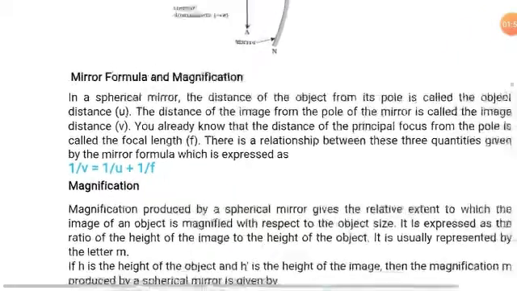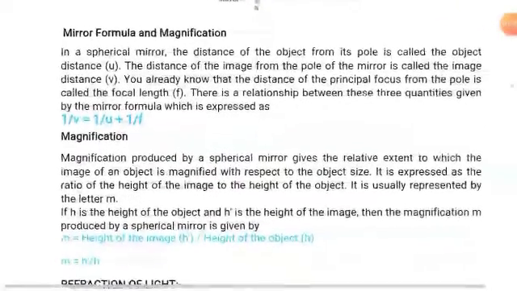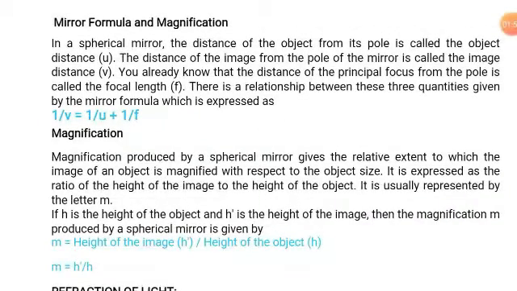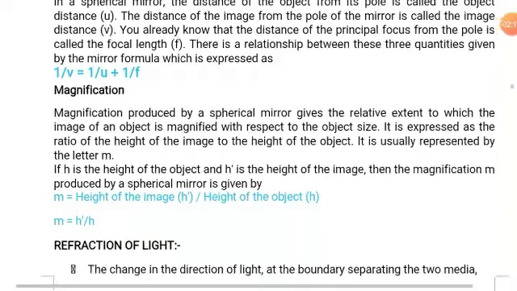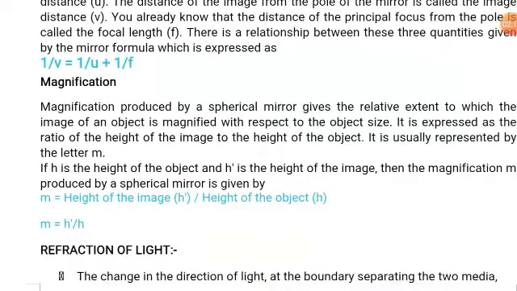Magnification means how much enlarged the image is, the image obtained after being reflected. Once we get the image after reflection, we ask how much magnified or enlarged the image is. To find it, there is a formula: m equals h dash upon h. It means height of image upon height of object.